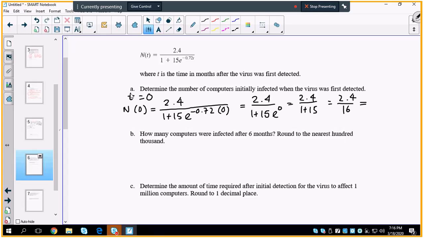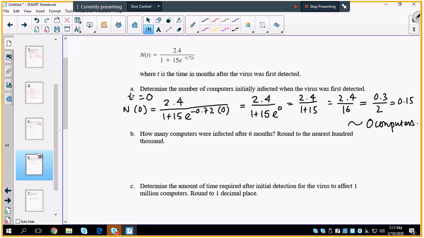And this number is approximately equal to, if I divide by 8 on both top and bottom, 0.3 over 2, which is equal to 0.15. So 0.15 computers doesn't make any sense. So I will say that approximately 0 computers were affected before the virus was detected. Initially, there was no computer detected.